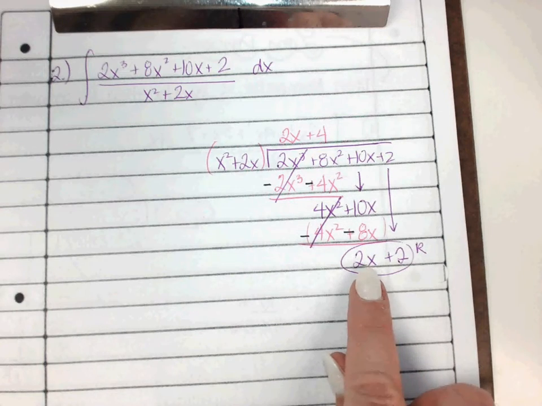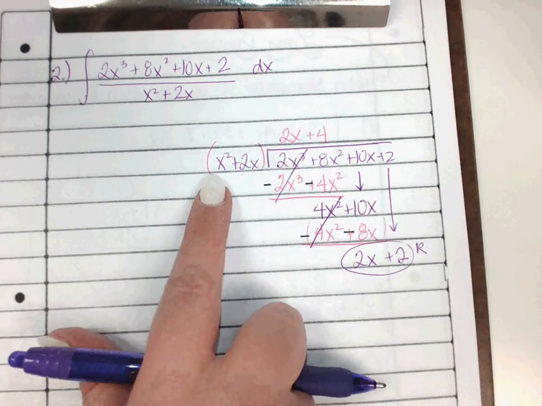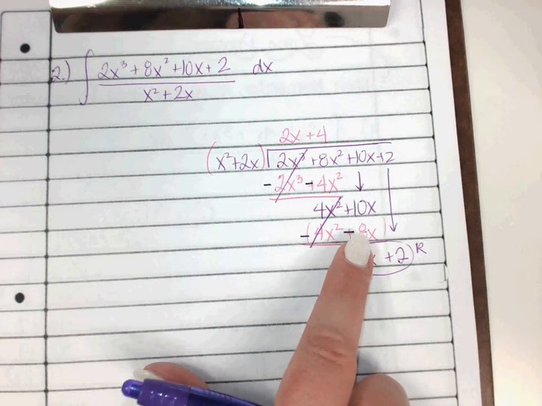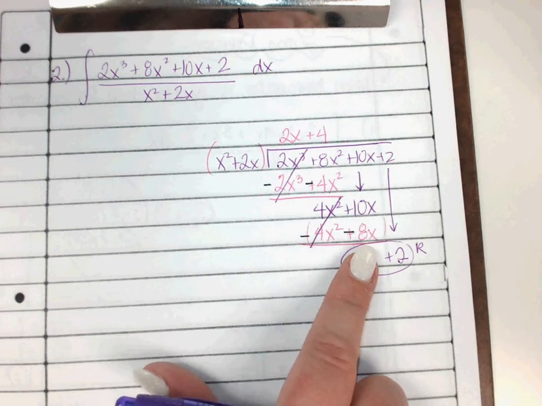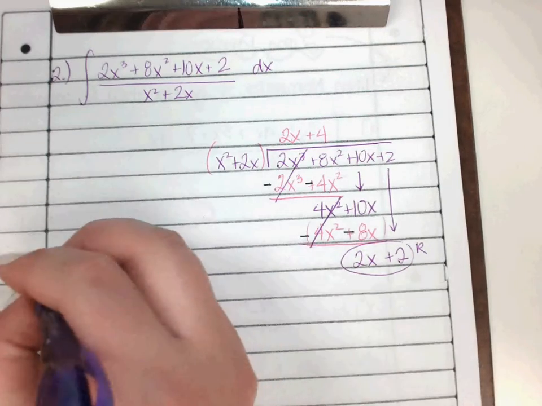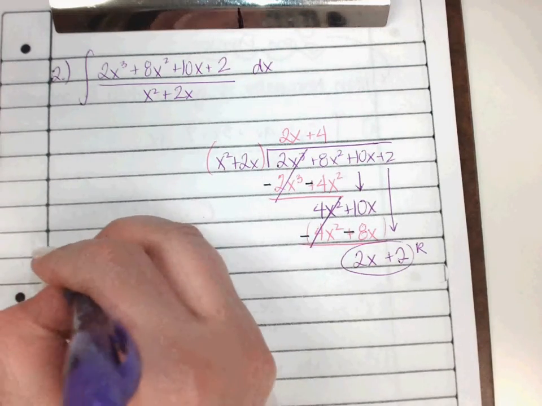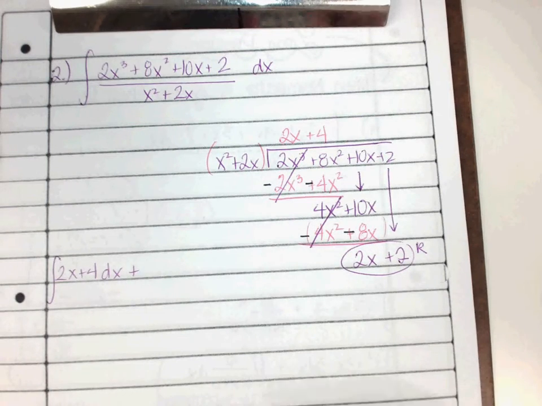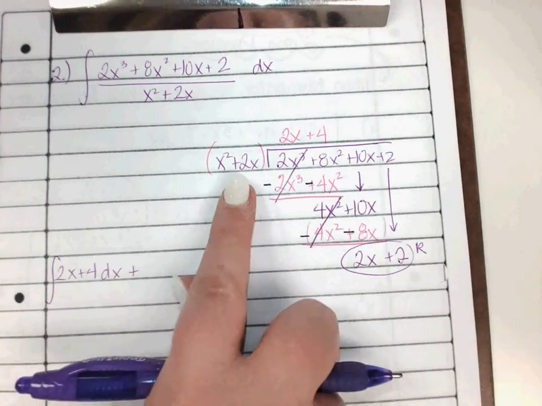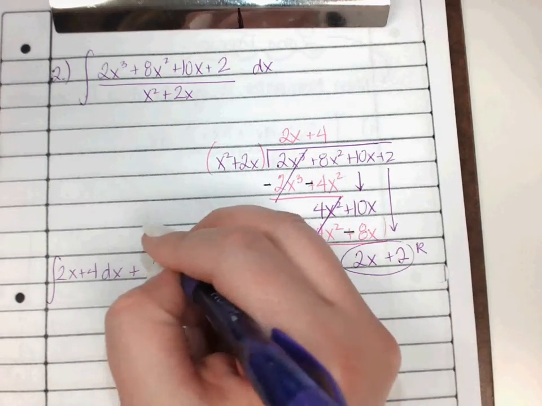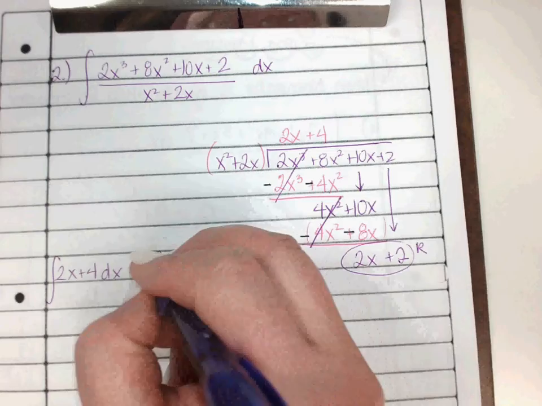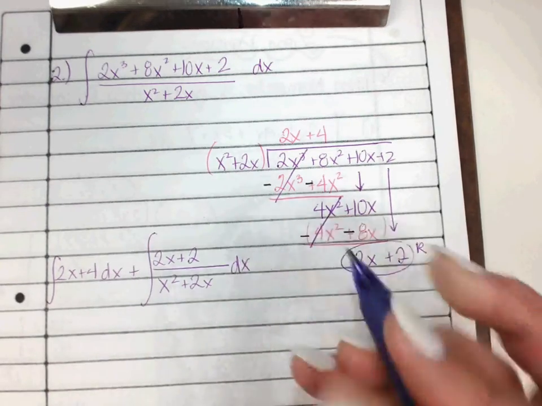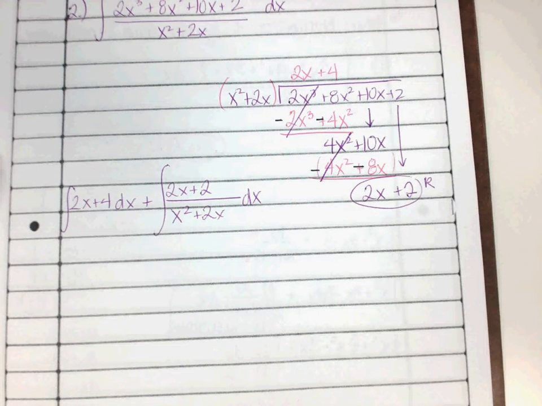Okay, once this gets too small, there's nothing I can times x by, or x squared by, to make it go back to being an x. So at that point, you've identified the remainder. Okay, so my rewritten integral is going to be 2x plus 4 plus, and then my remainder over my divisor, so it will be 2x plus 2 over x squared plus 2x. Does that make sense?